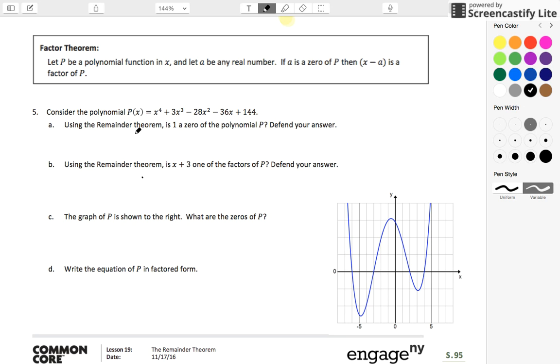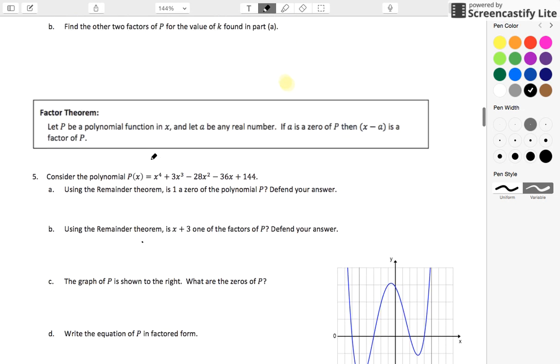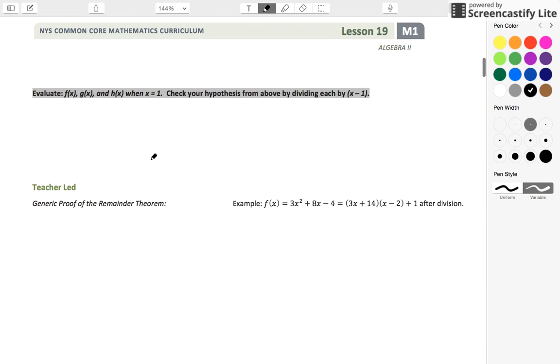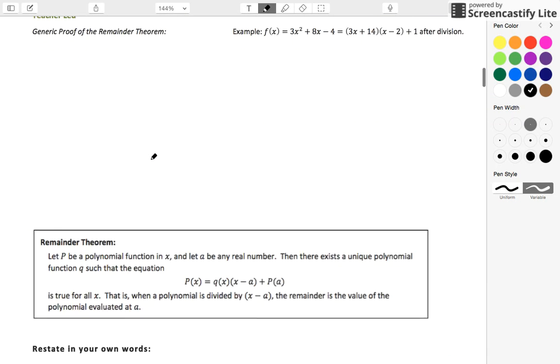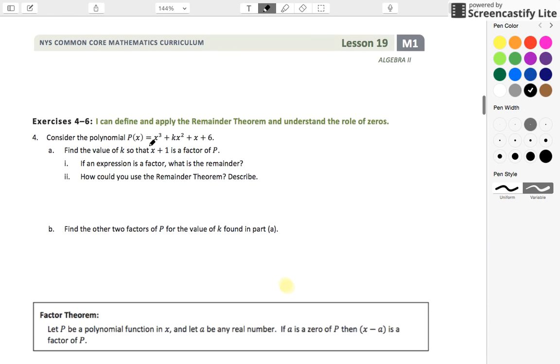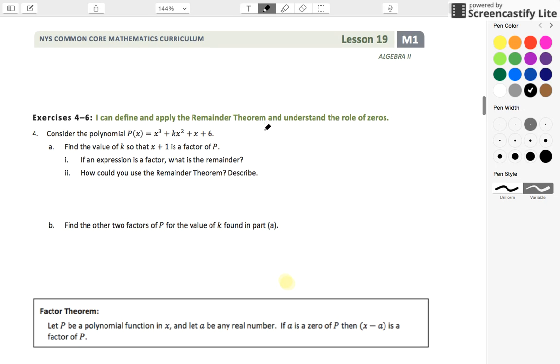Alrighty, hello. So we are going to go over a couple of things that we didn't get to in class. Last time we spoke about the remainder theorem, and we made the proof of the remainder theorem. And so we're going to apply that. And we did this problem in class where we applied the remainder theorem to understand the role of zeros.